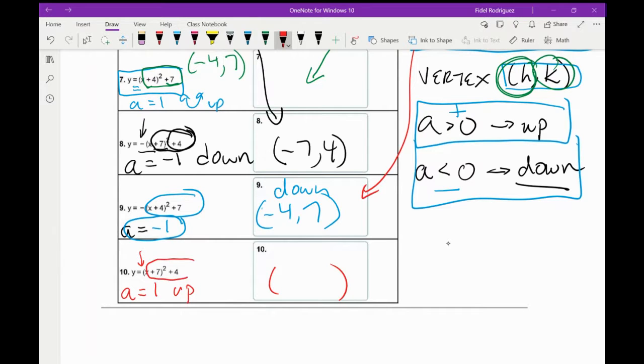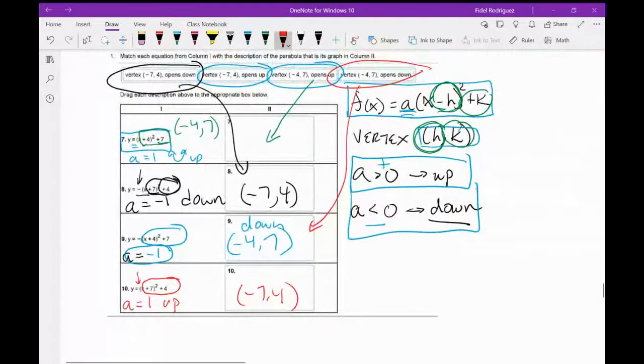So our number A is a positive one, which tells me that graph's going to open up. Anybody know the coordinates of the vertex? What are the X and Y coordinates of our vertex here? Anyone know? Negative 7 and 4. There you go, you got it. Take it away, negative 7 and 4. So again, what I'm going to do here is I'm going to say, okay, negative 7 and 4, and the graph opens up. So this one right here would get pulled down right there, right?